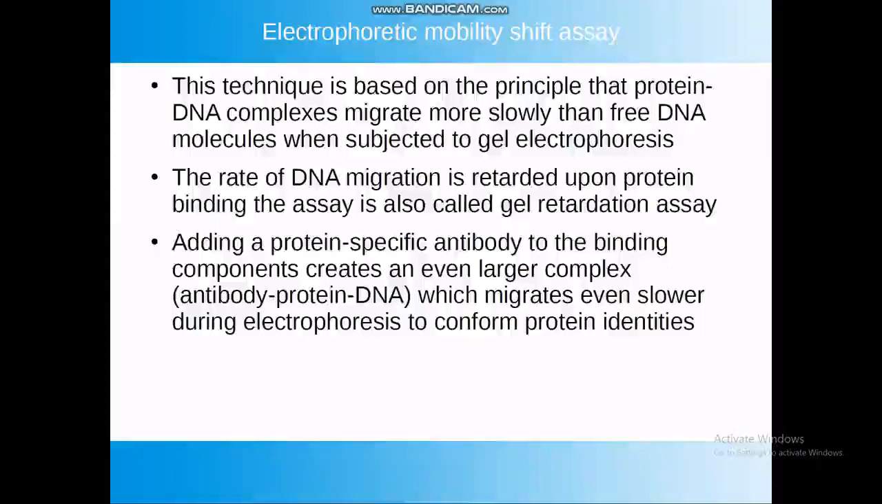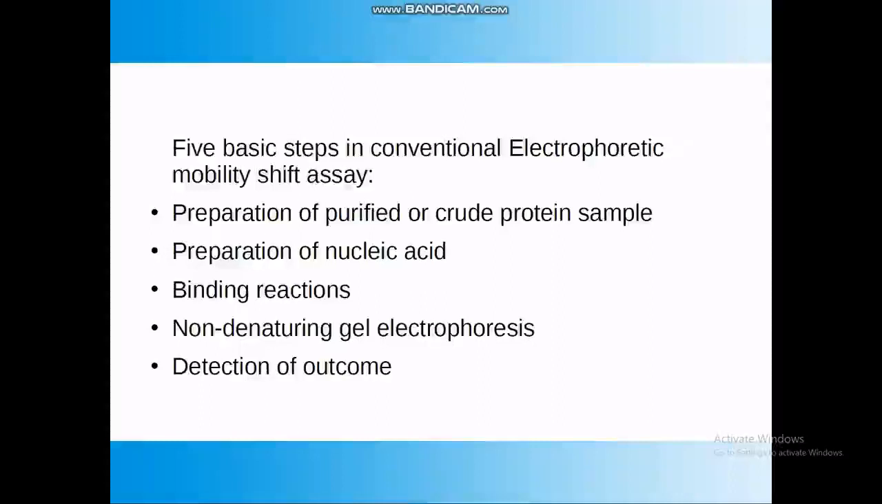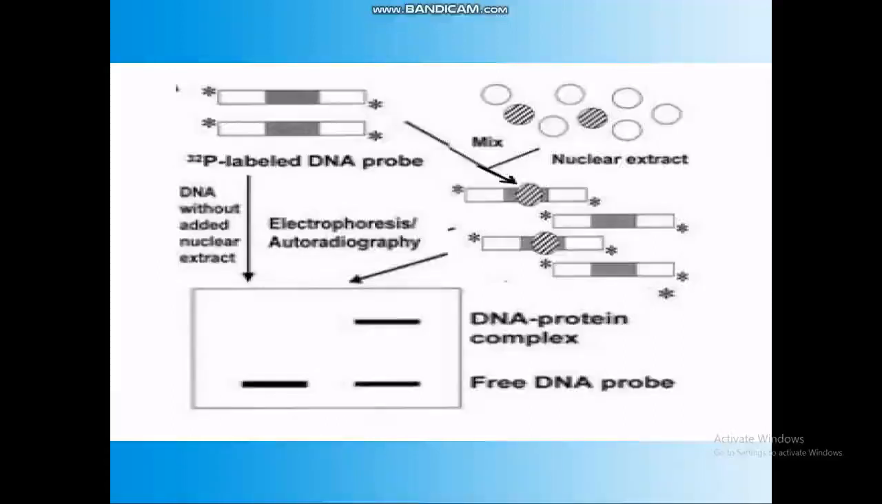There are basic steps involved in the electrophoretic mobility shift assay: the preparation of the purified protein sample, the preparation of the gel for electrophoresis, the preparation of the nucleic acid (DNA) sample and the binding reactions. The next step is non-denaturing gel electrophoresis and detection of the results. This picture represents the electrophoretic mobility shift assay, where the DNA-protein complex is formed, and the outcome of the shift assay.